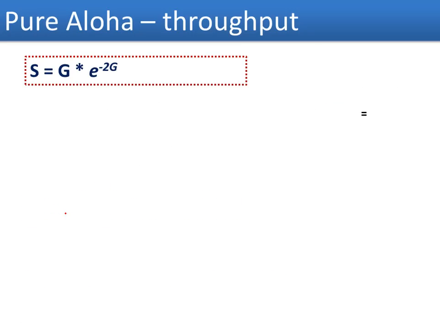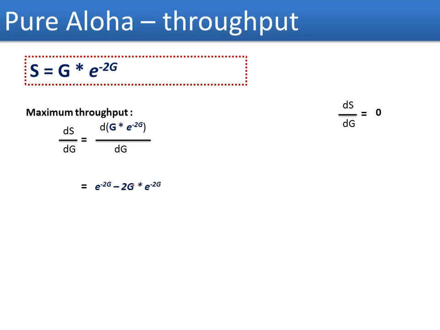Now we want to see what is the maximum throughput a pure Aloha protocol can achieve. So here we will use the maxima-minima mechanism. We will differentiate this equation and put it equal to 0. When we differentiate it, we will get this expression. We will put this expression equal to 0, and this will give us G equal to 1 by 2.